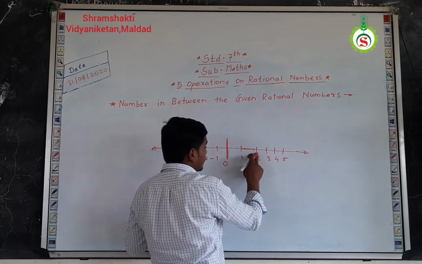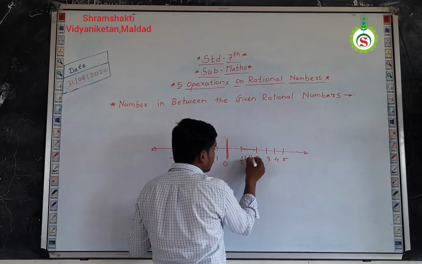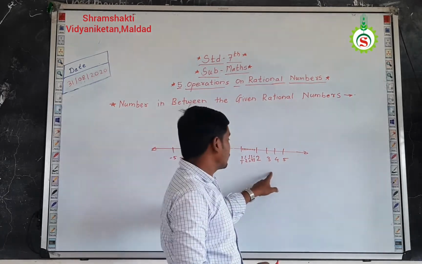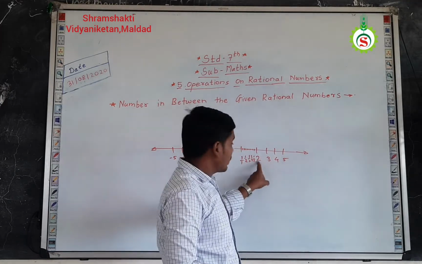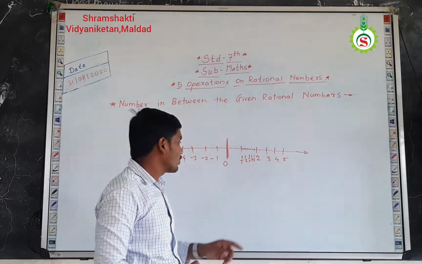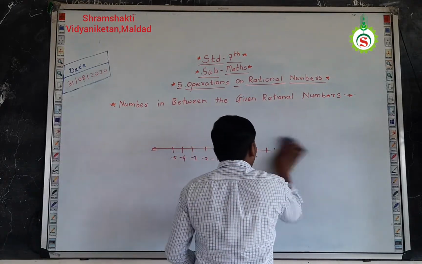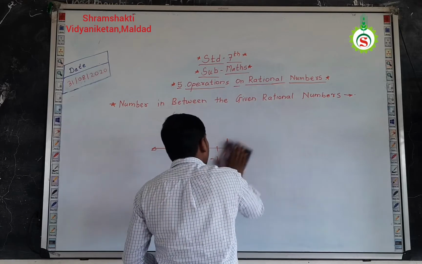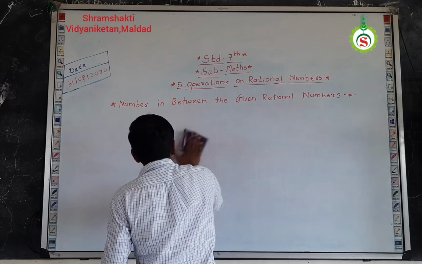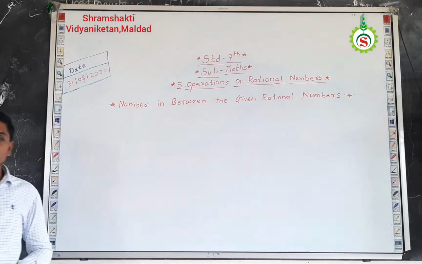In between 1 and 2 there are 1 by 1, 1 by 2, 1 by 3, 1 by 4, 1 by 5, 1 by 6, 1 by 7, 1 by 8, 1 by 9, and then 2. In between 2 and 3 there will be 2 by 1, 2 by 2, 2 by 3, 2 by 4, like that. In rational numbers we have studied that the numerator may be positive or negative. So how to find the numbers in between two rational numbers, that we are going to see.